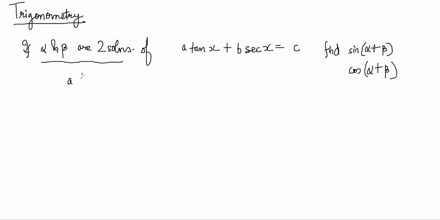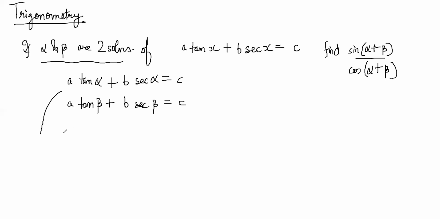So you have two equations like this. a tan alpha plus b sec alpha is equal to c. You also have a tan beta plus b sec beta is equal to c, right? Find the value of this. So the first thing that I would do, because I need sine and all, is convert to sine and cos. That is an obvious thing to do.